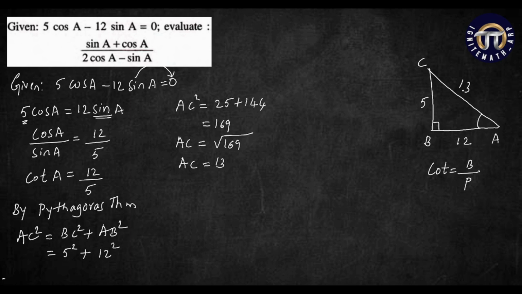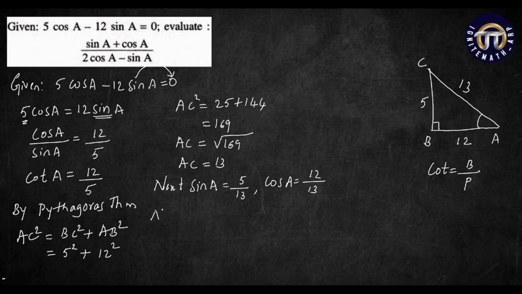You better draw the figure and write down the values like this. So now I am supposed to find out sin A plus cos A. Next I will find out what is sin A. Sin A is perpendicular by hypotenuse, that is 5 by 13. Then what is cos A? Cos A is equal to 12 by 13.